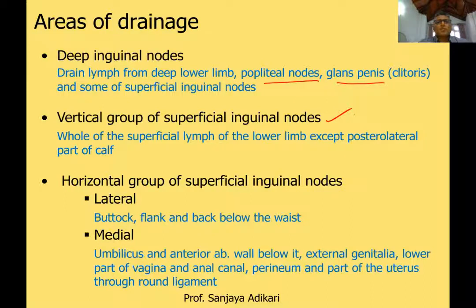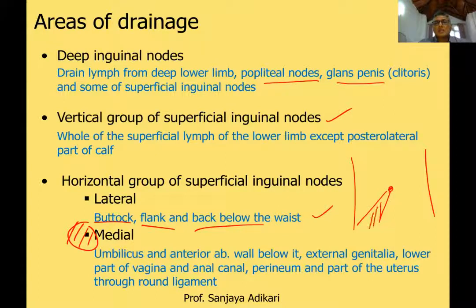Then when it comes to the horizontal group, which is more important, the lateral one drains the buttocks and the flank and the back below the waist. So it's not very important. But when it comes to the medial group, which is an important group, it drains the anterior abdominal wall. If this is your anterior abdominal wall, the superficial lymph below the umbilicus drains into the medial group, as well as lymph from the perineum.